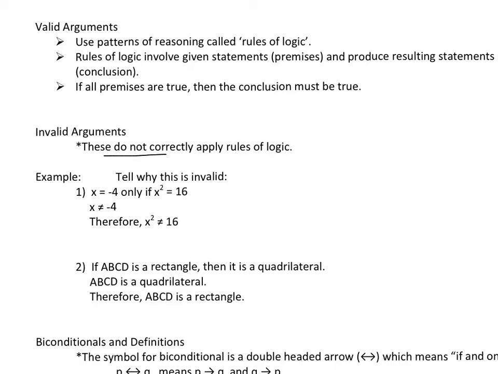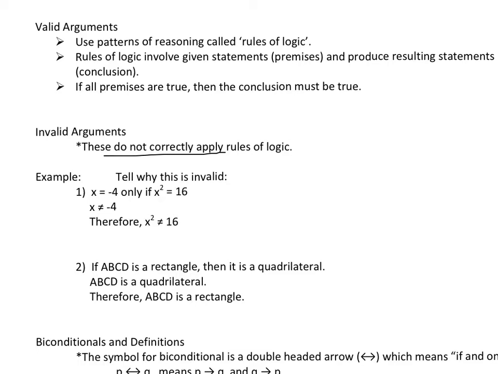It's when you do not correctly apply them. So we've made a mistake. We have a couple examples here of when someone has incorrectly applied those rules of logic and made a mistake and said something that's actually not true. So example number 1, x equals -4 only if x squared equals 16. X does not equal -4, therefore x squared must not equal 16.